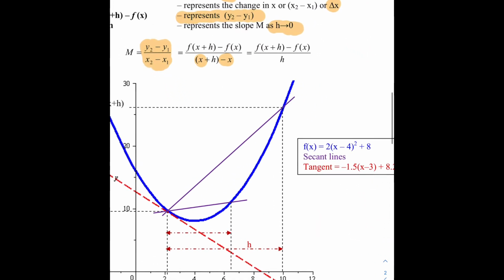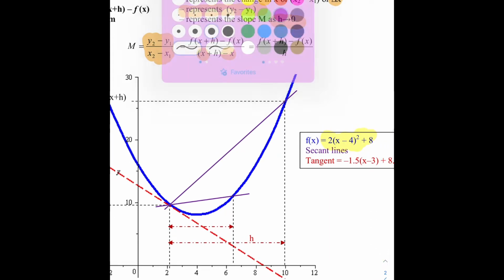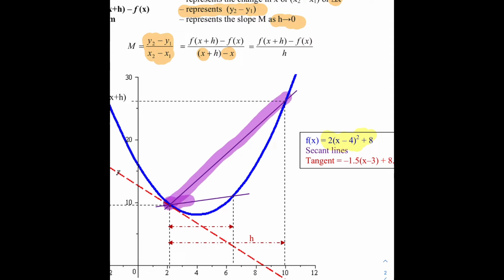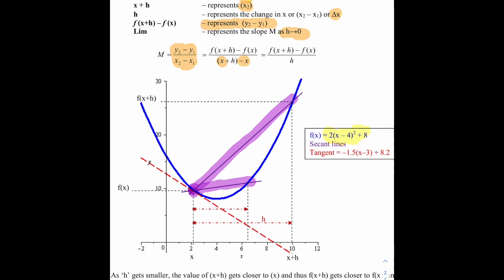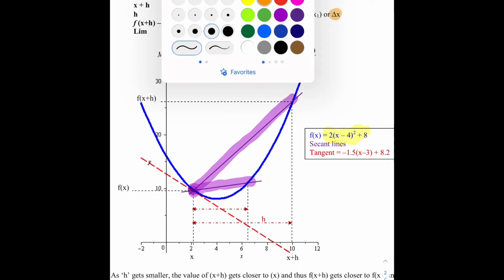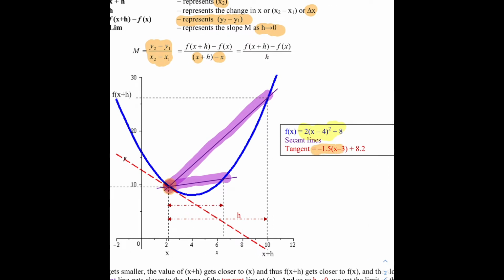If we take the function 2x minus 4 squared plus 8, we can see that it's graphed in blue here. There are multiple secant lines. Here's one secant line, here's the second secant line, again two points. And then we have one tangent line right here. We took our two secant lines, they met at a point, and we want to find the tangent right here. So the slope of our tangent function is negative 1.5 x minus 3 plus 8.2.